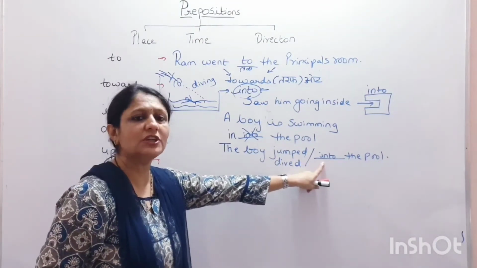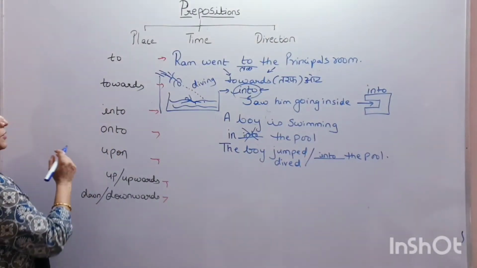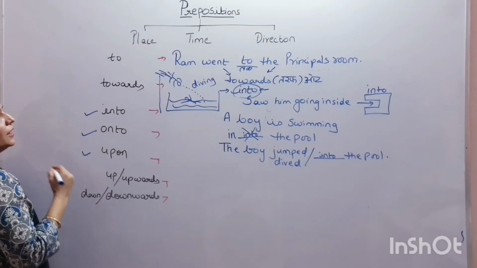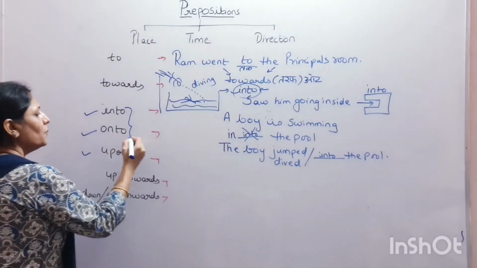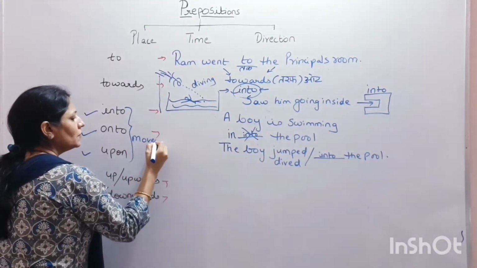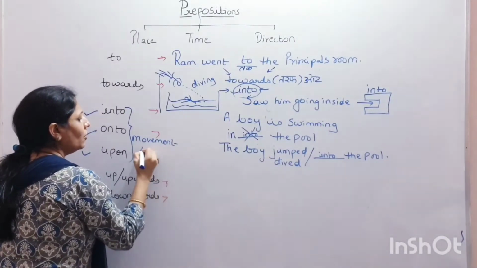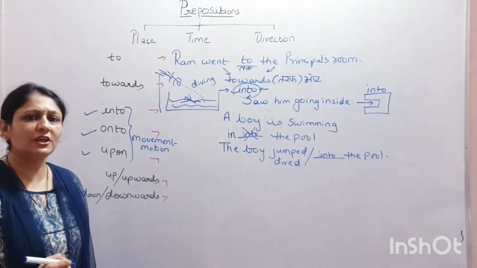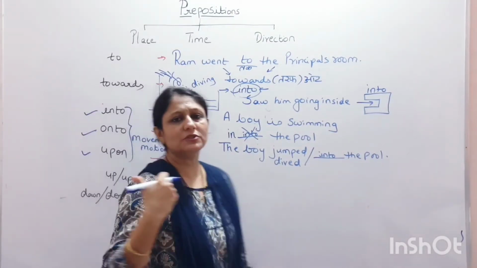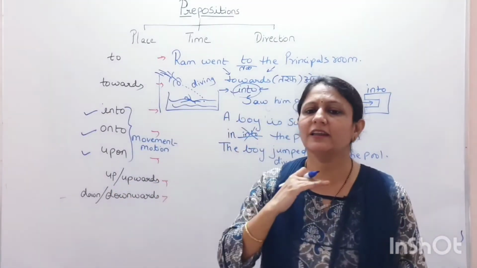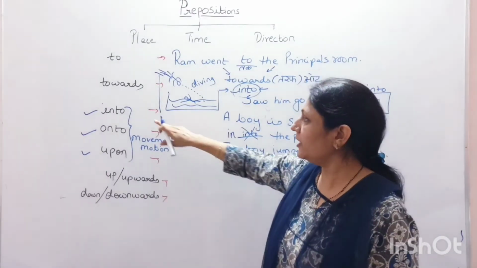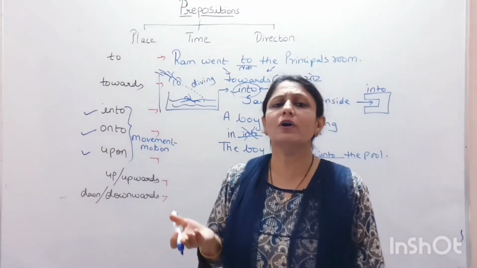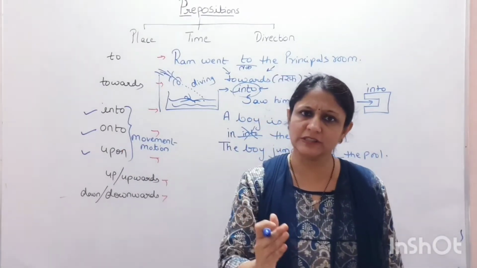So now I guess you understood when I should use the preposition in and when I should use the preposition into. These prepositions into, onto and upon are always used when there is some movement or motion associated with the object. We never use these prepositions when anything is stationary. Into is when something is going into something. Similarly, onto. To we know is towards the direction.